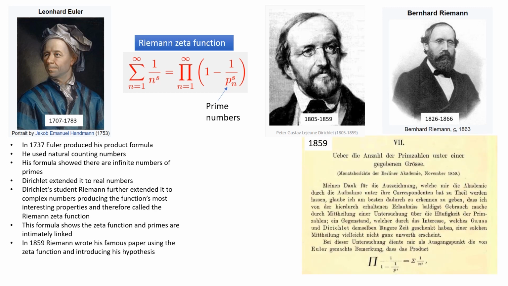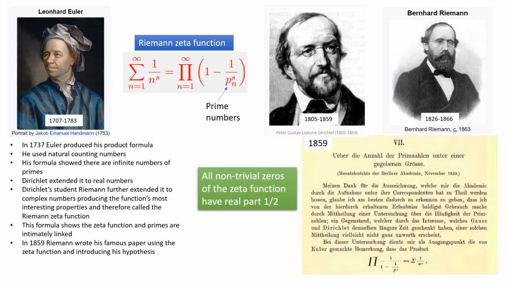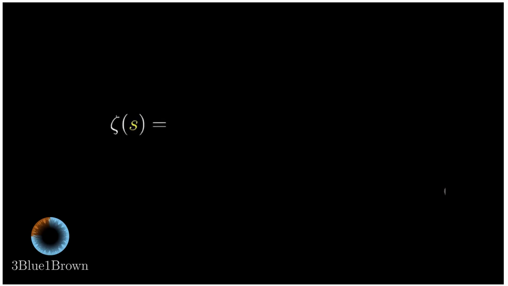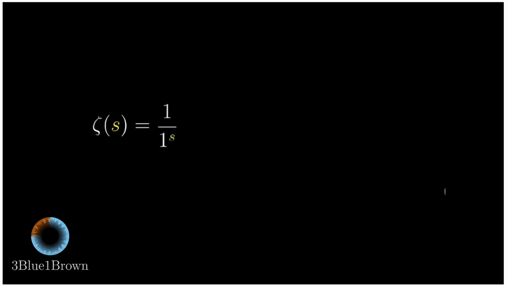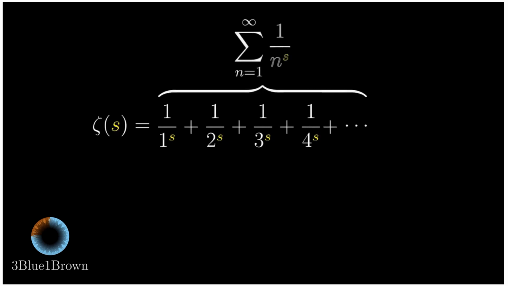In 1859, Riemann wrote his famous paper using the zeta function and introducing his hypothesis. All non-trivial zeros of the zeta function have real part a half. This shows the series form of zeta s, where s is a complex number in this case.